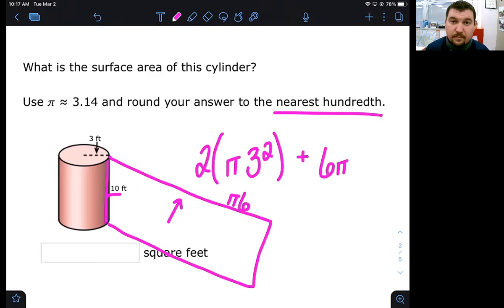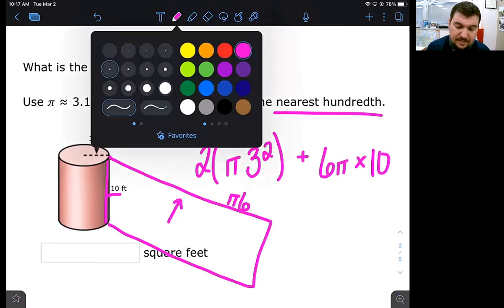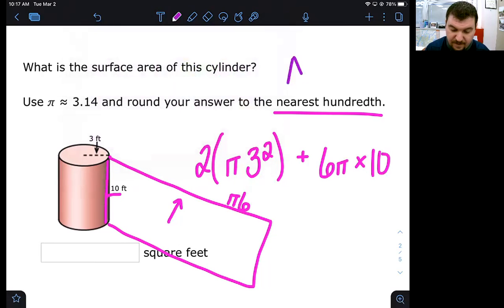So length times width. That's how I find the area of a rectangle. So 6 pi times 10. So the 2 formulas that I need to know to find the surface area of a cylinder, I need to know how to find the area of a circle, and I need to know how to find the circumference of a circle.